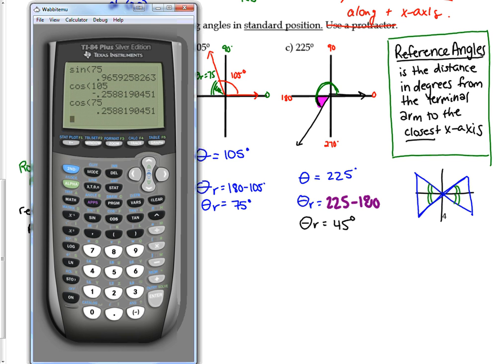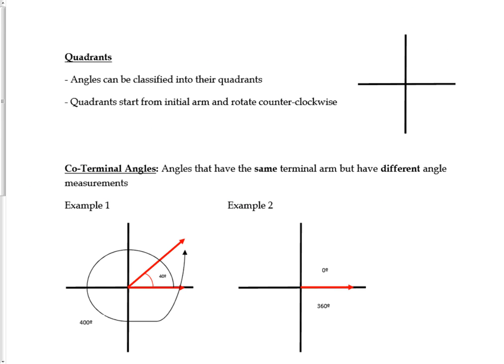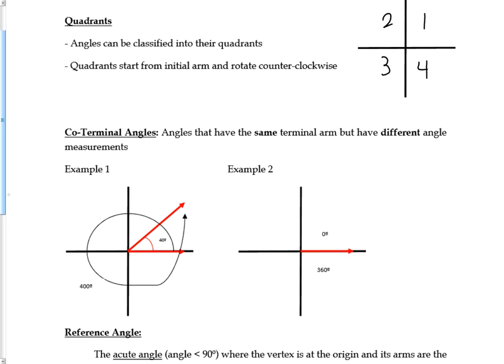Or if I did tan 75 and tan 105, okay? They're going to share, the ratio might not be the same sign, but they do share the same ratio. And so that's why they're special. That's why we talk about reference angles. Okay, we can use our reference angle to figure out our angles as well as our ratios. Okay, so quadrants, we talked about that already. 1, 2, 3, 4. That's nothing new. We're going to really quickly move into coterminal angles.